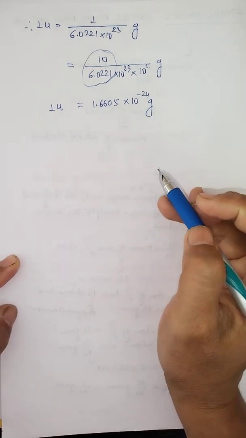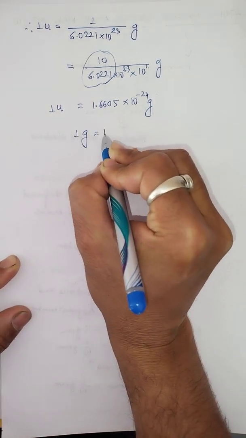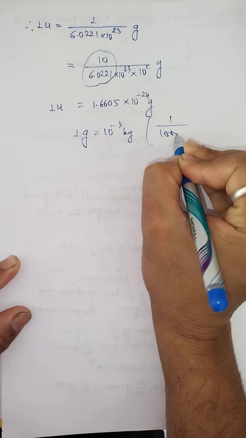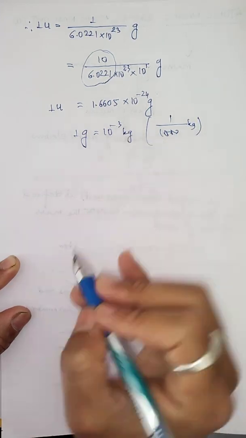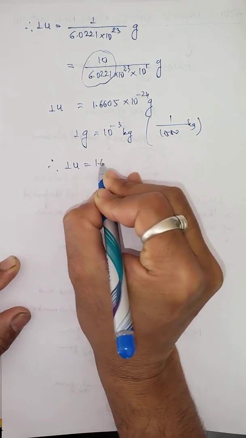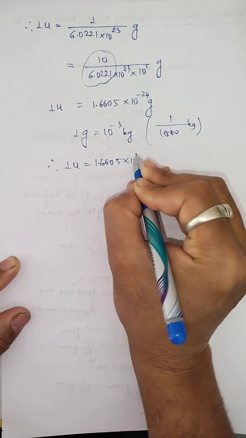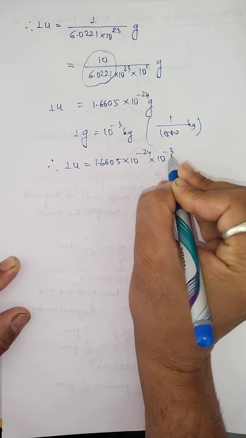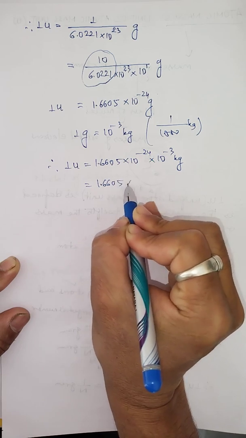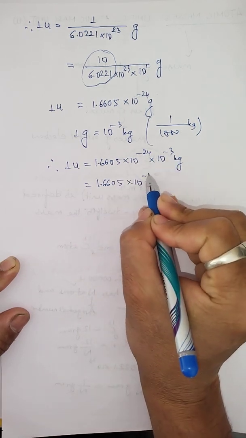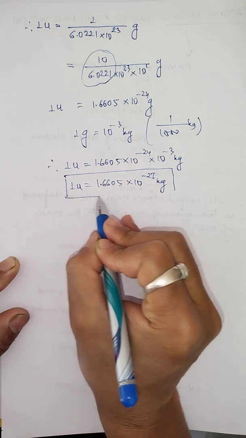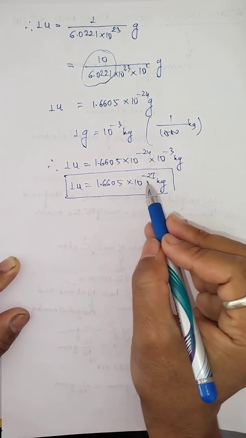But I convert this into kg. You know 1 gram equals 10 to the minus 3 kg, because 1 gram is actually 1 by 1000 kg. So finally, 1 U equals 1.6605 into 10 to the power minus 24 into 10 to the power minus 3 kg. The bases are the same, so the powers will be added: minus 24 minus 3 means minus 27. So 1 atomic mass unit is equivalent to 1.6605 into 10 to the power minus 27 kg.